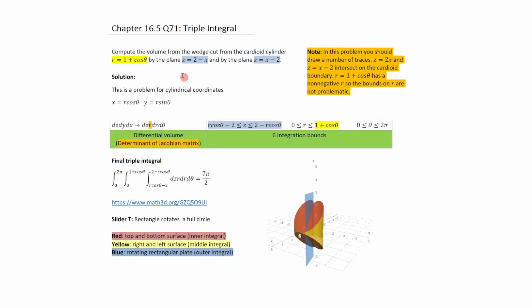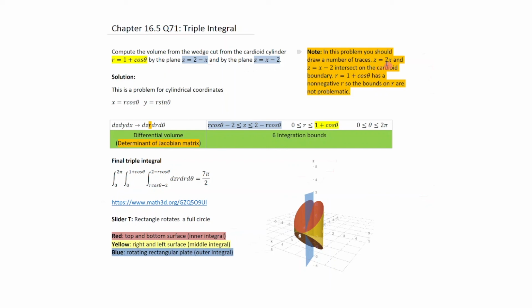All right, so there is one more here, which is the last one, which is to compute the volume from the wedge cut from the cardioid cylinder, where r is 1 plus cos theta. And we're talking about the plane z equals 2 minus x and the plane z equals x minus 2. Now, I've drawn the picture below. In fact, you can access it through the link, but probably for your own benefit, since you have to sketch it, you should draw a number of traces.